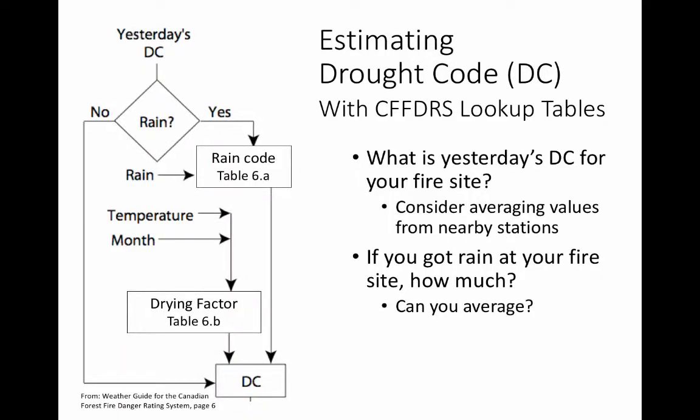Like the FFMC and DMC, the Drought Code, or DC, operates like a bookkeeping system. Beginning with yesterday's DC, the first question is whether enough rain fell to reduce its value. If there was enough precipitation, a rain code is produced and used instead of yesterday's DC. Whether there was rain or not, today's temperature and a monthly scaling factor are applied to determine how much drying occurred since yesterday. This drying factor is then applied to produce today's Drought Code.